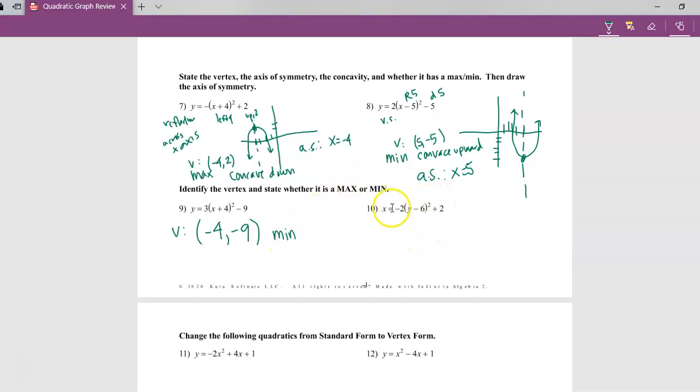This one's going to be a max, I can tell right away, because there's a negative out front and it's going to flip it. So our vertex point would be a max. And it's located at, since this goes right 6 and up 2, 6, 2.